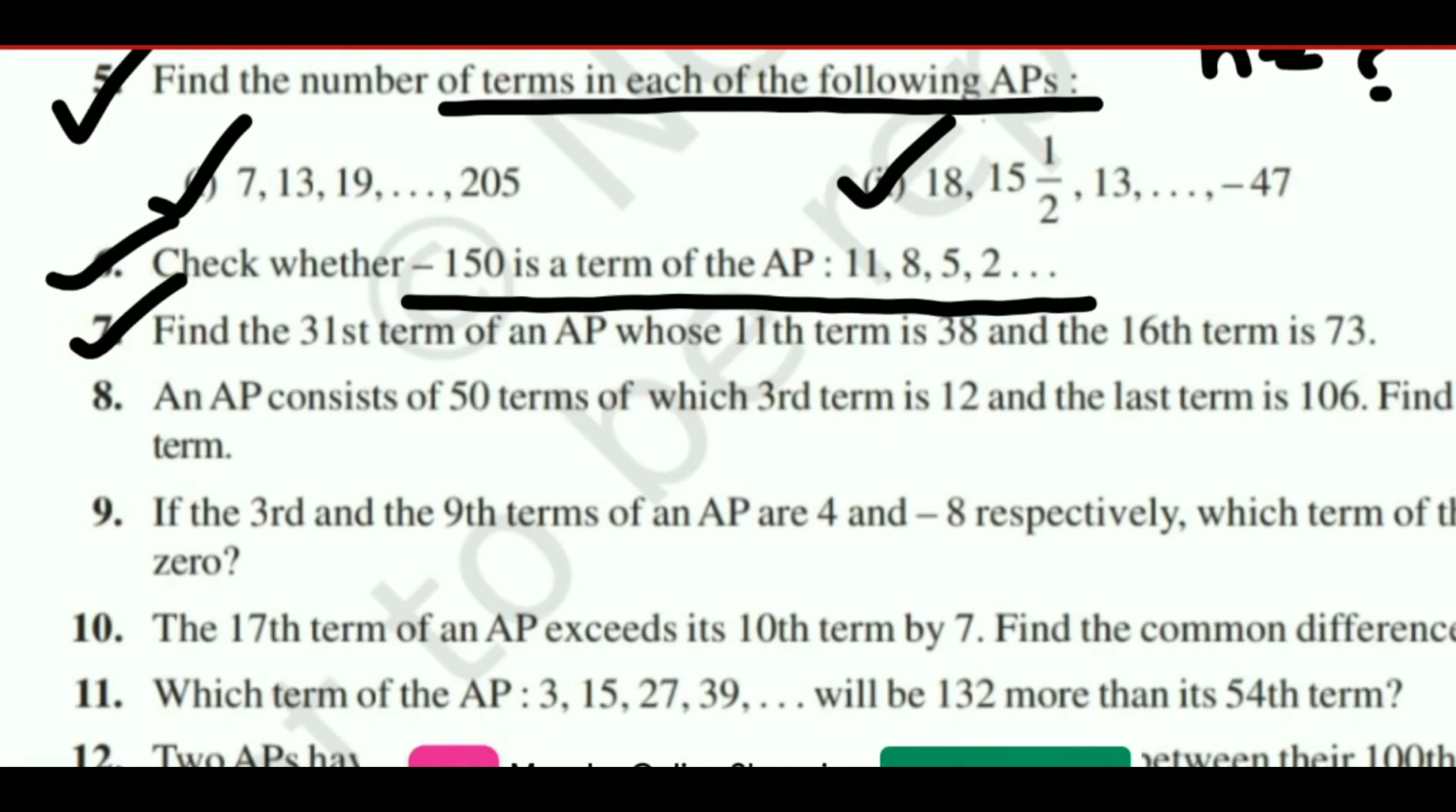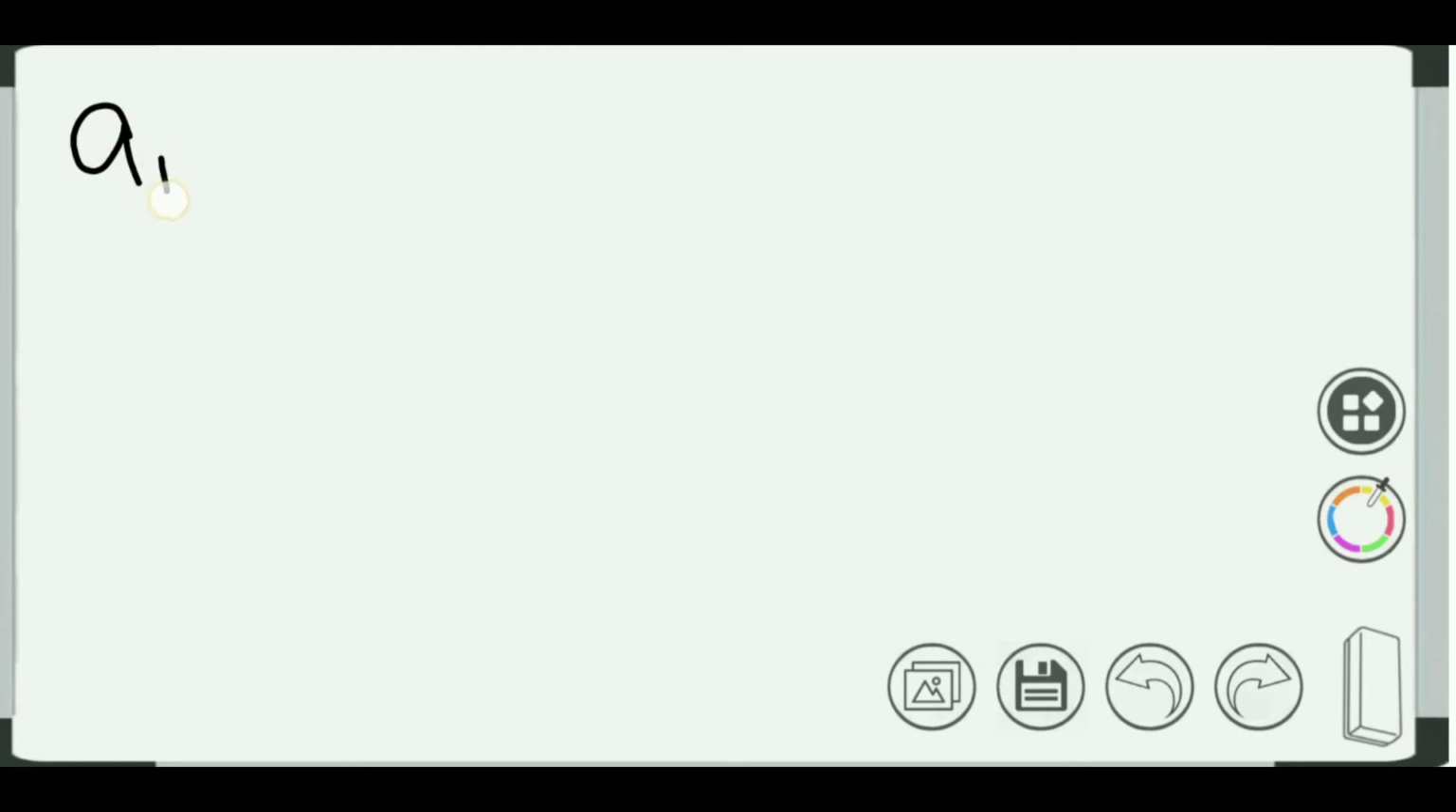7th one. Find the 31st term of the AP whose 11th term is 38 and 16th term is 73. So 11th term is given, 16th term is also given. You need to find the 31st term. First of all, write the given values. A11 is given as 38. A16 is equal to 73.